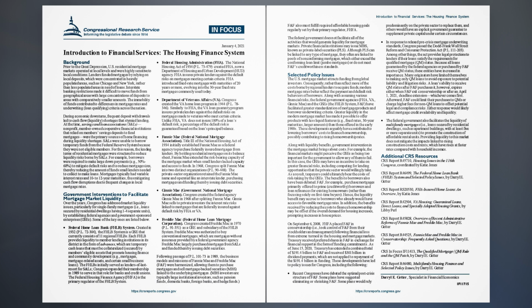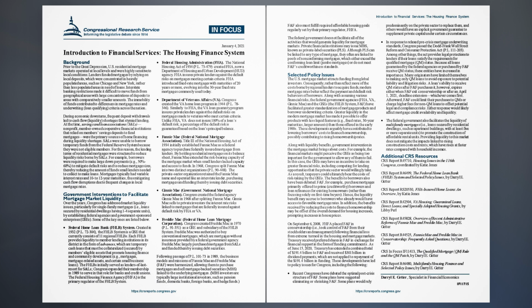Freddie Mac, Federal Home Loan Mortgage Corporation. Congress created Freddie Mac in 1970, PL 91-351, as a GSE and subsidiary of the FHLB system. Freddie Mac was authorized to buy conventional mortgages, which are mortgages without insurance provided by a federal government agency. Freddie Mac largely purchased mortgages from S&Ls and funded them by issuing debt securities.